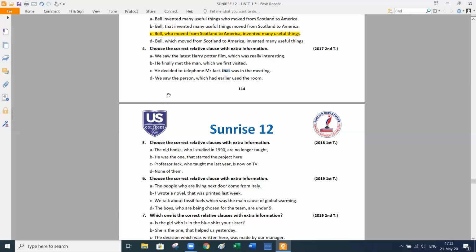D says, we saw the person, comma, which had earlier used the room. Yes, comma is used, but which is used instead of who to refer to the person. So that's wrong. We need who. Anyway, if you say the person, it's better to use a defining relative clause here, not non-defining.